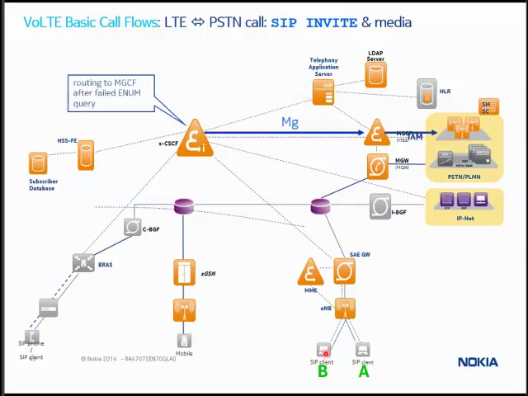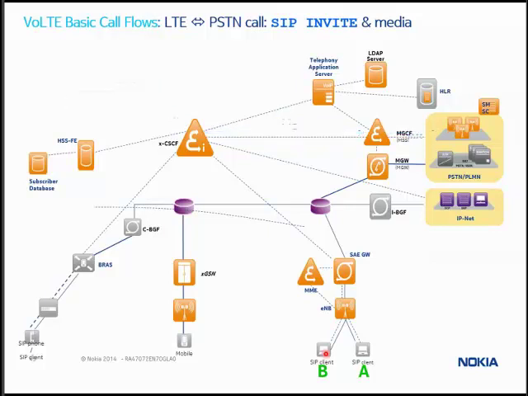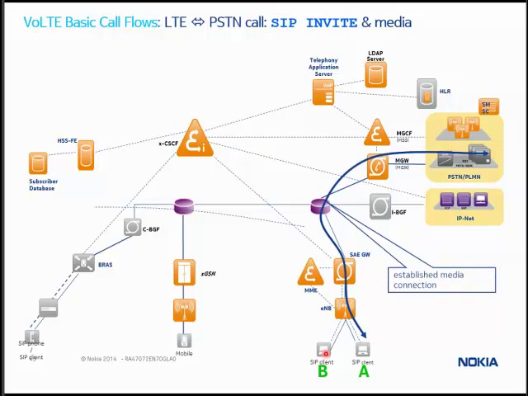Then the CSCF sends a message to the interface to the public switch telephone network. The gateway, the media gateway control function, will send it out over SS7 to the public switch telephone network. Then the subscriber audio will be sent through the media gateway, out to the public switch telephone network. So the media gateway now transcodes from what we use over voice over LTE to what the public switch telephone network does.